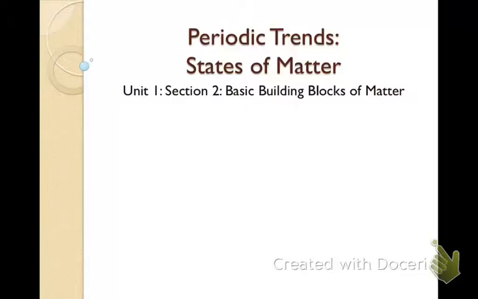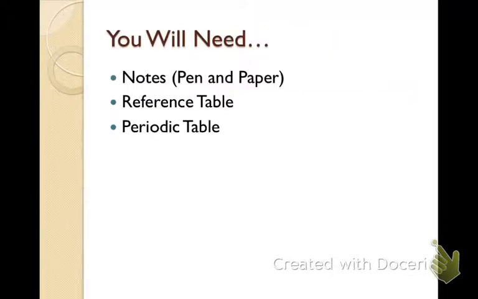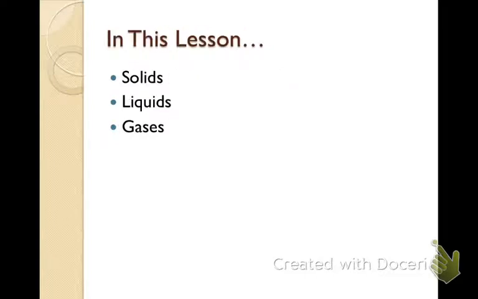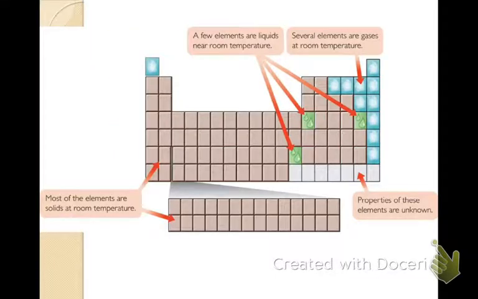Hi guys, so in this video we're going to talk about the different states of matter that you can see on the periodic table. You'll need your notes, your reference table, as well as a small periodic table to put into your notes. We're going to talk about solids, liquids, and gases. So first, let's talk about where they're all located.